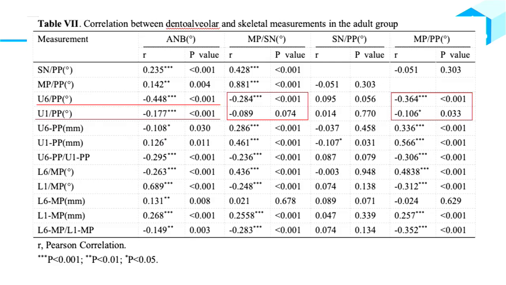So this study tells us that the molar compensates for the jaw relationship much more than the incisor, which Steiner analysis told us. So we should not neglect the molar compensation.